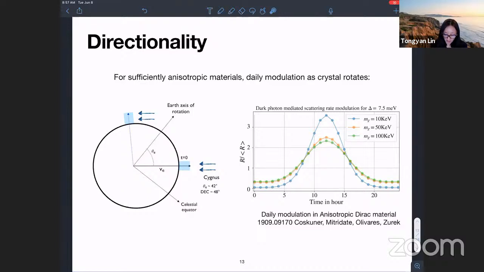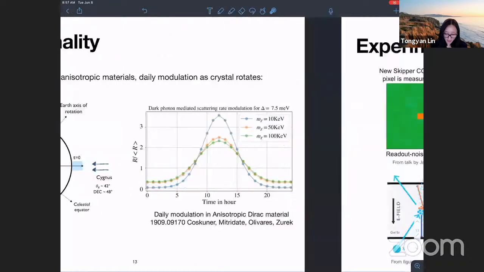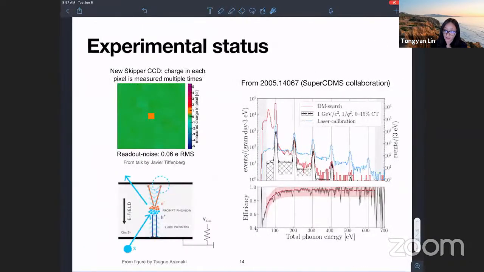Okay, so I have one slide about experiments, but I think since I'm running into the hour, I'm going to stop there for this first section and we can take a break.